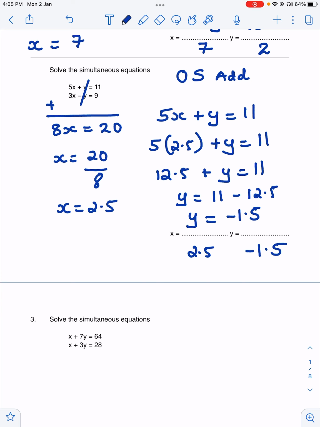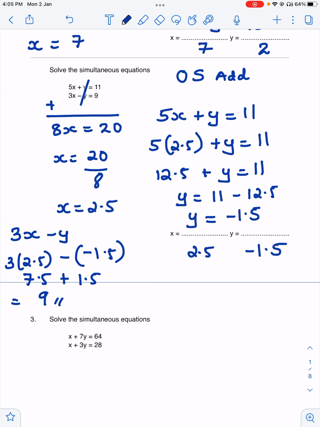Let us quickly check the answer. This time I'll substitute in the second equation. 3x minus y: 3 times 2.5 minus of minus 1.5. That gives me 7.5 minus into minus, plus 1.5, that gives me 9, which is my right hand side. So my answer is correct.